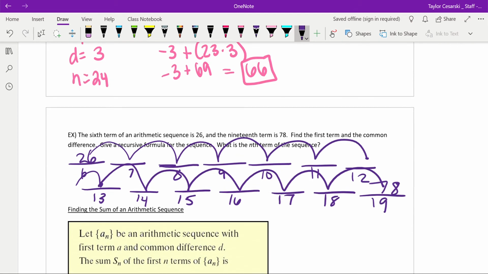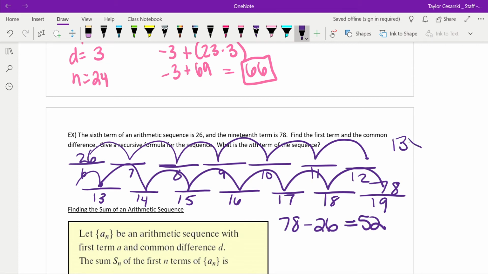Okay, so I'm adding the same number 13 times. So I have to figure out what is the difference between 26 and 78. So 78 minus 26 gives me 52. Okay, so some number added 13 times gives me 52, because that's the difference between those two numbers.